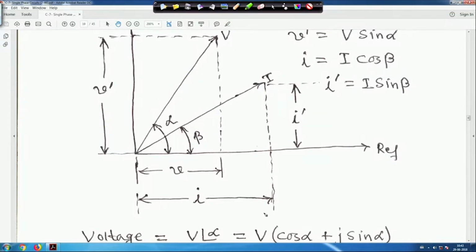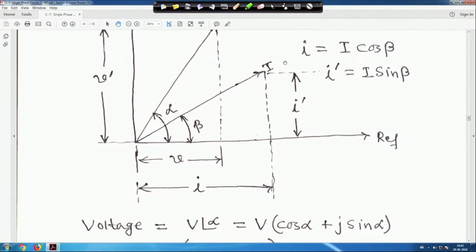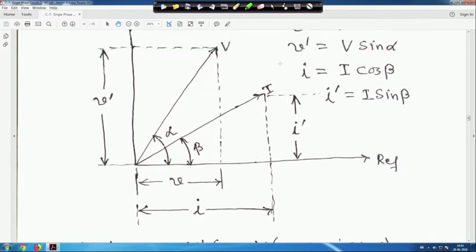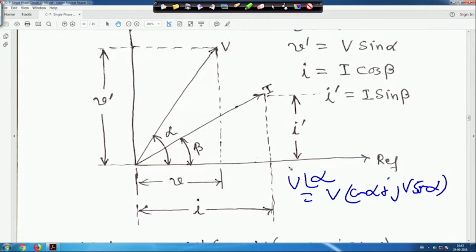Now this voltage we can write as V angle alpha. That means V cos alpha plus j V sin alpha. Here V is the RMS value, everything is RMS now. So, V cos alpha plus j V sin alpha, this is V.